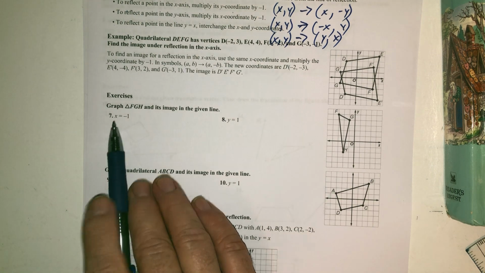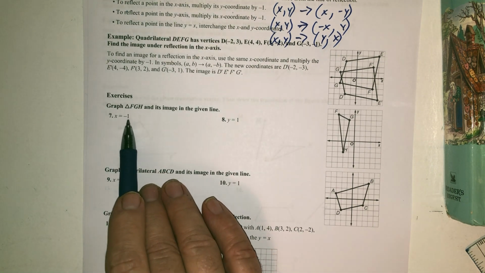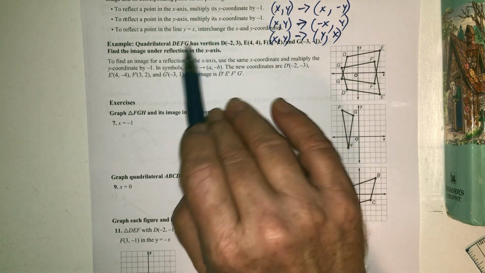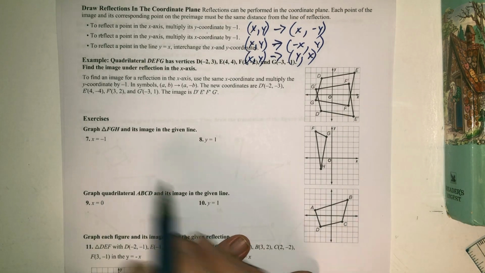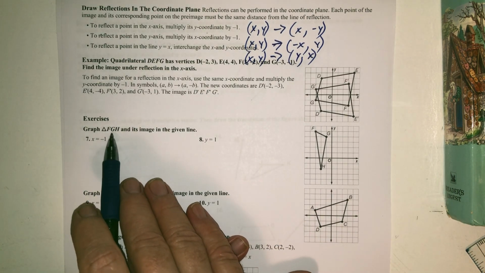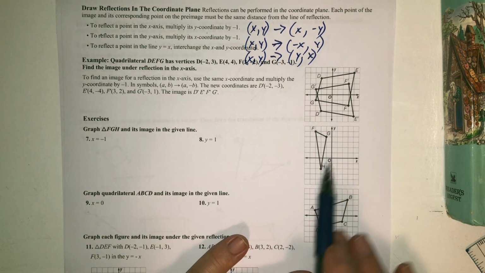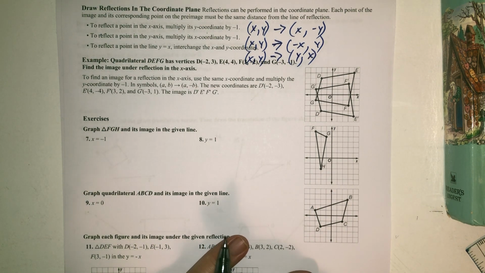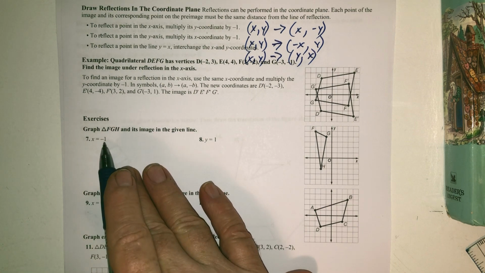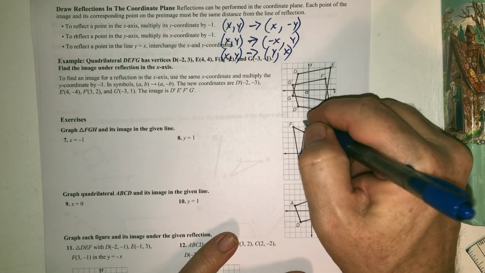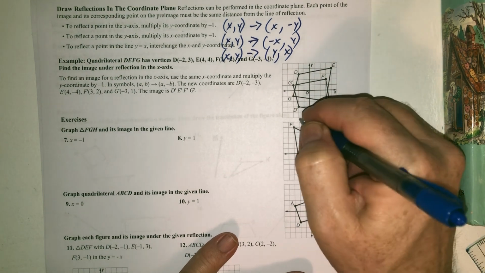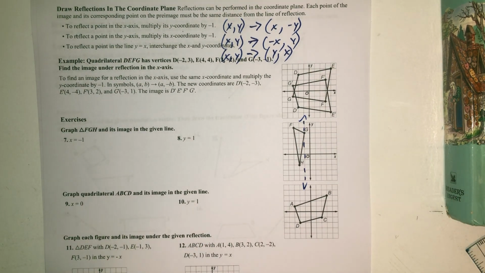All right, number 7 says, and by the way, these are kind of weird, reflecting about something other than the x-axis, the y-axis, and y equals x, but we'll do 7 and 8 as well. Number 7 says to graph a triangle FGH, which is already there, by the way, and its image. So I'm just going to graph the image, okay, in the given line. We're going to reflect about x equals -1. Well, x equals -1 is the vertical line with all x coordinates equal to -1.